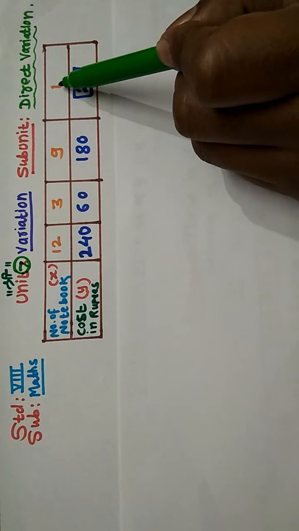Here, for each value of the number of notebooks and the cost from the above table, we see that the ratio of the number of notebooks X and their cost Y in each pair is 1 upon 20. It is a constant, it does not change. It is a constant, 1 upon 20. The number of notebooks and their cost are in the same proportion.